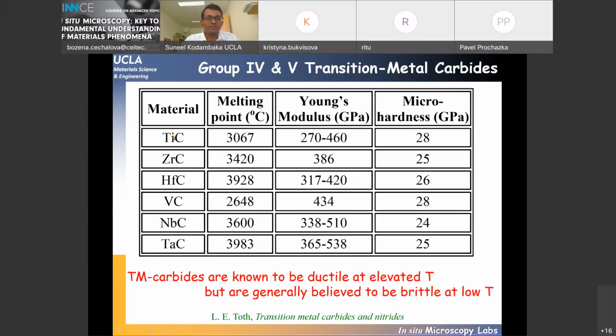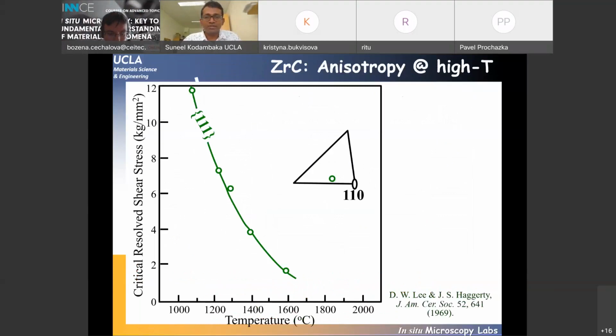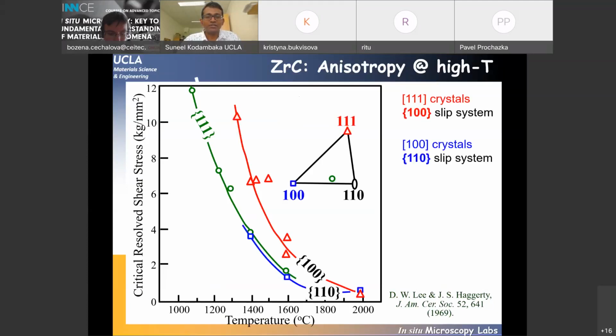And even basically all these group 4 and 5 carbides, they have really high melting points. And one thing to be said is that their properties are sensitive to the carbon vacancies in them, which can affect their hardnesses. Nevertheless, all these materials are significantly harder than conventional metals, and also they're very stiff. They have very high elastic moduli. And they're generally believed to be brittle when subjected to tensile stresses at lower temperatures. And all the existing literature until recently has been done on high temperature mechanical behavior.